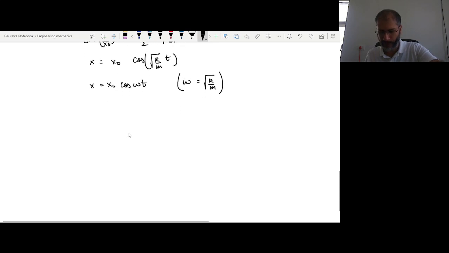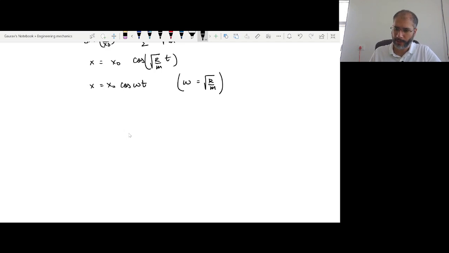It's a simple harmonic motion. The mass oscillates about the mean position. So this is what we have. So we can check, I mean this should satisfy our initial conditions that we had supplied. So let's check. At t equal to 0, cos 0 becomes 1, so this says x is equal to x naught, and that is exactly what we had supplied.